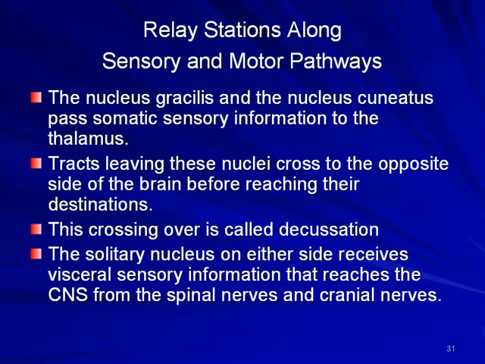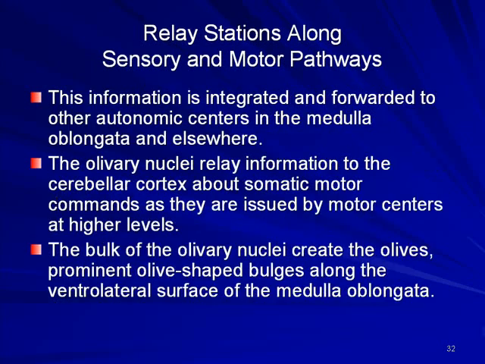Relay stations along the sensory and motor pathway: there's the nucleus gracilis and also the nucleus cuneatus, which pass somatic information to and from the thalamus. There are multiple tracts that lead from these nuclei to various destinations, some in the brain, some outside the brain. There's a crossing over that's referred to as decussation. I'm not going to ask you about that. I didn't see that on the exam. The solitary nucleus on either side receives visceral sensory information that reaches the CNS from spinal nerves and from cranial nerves.